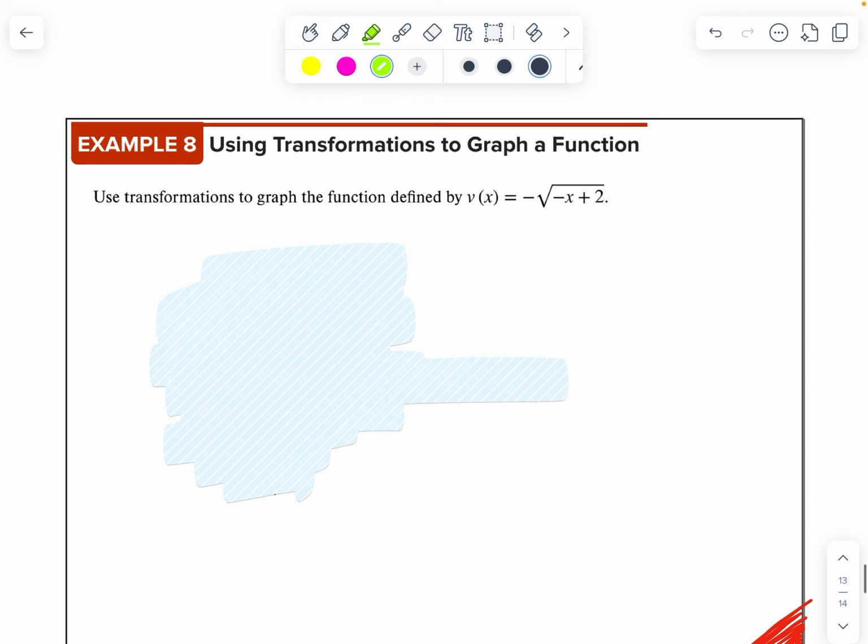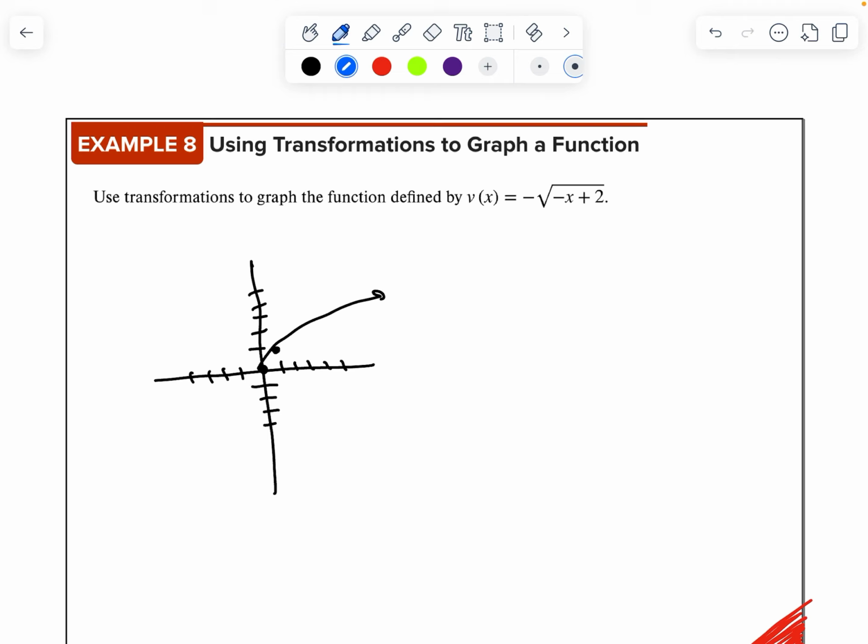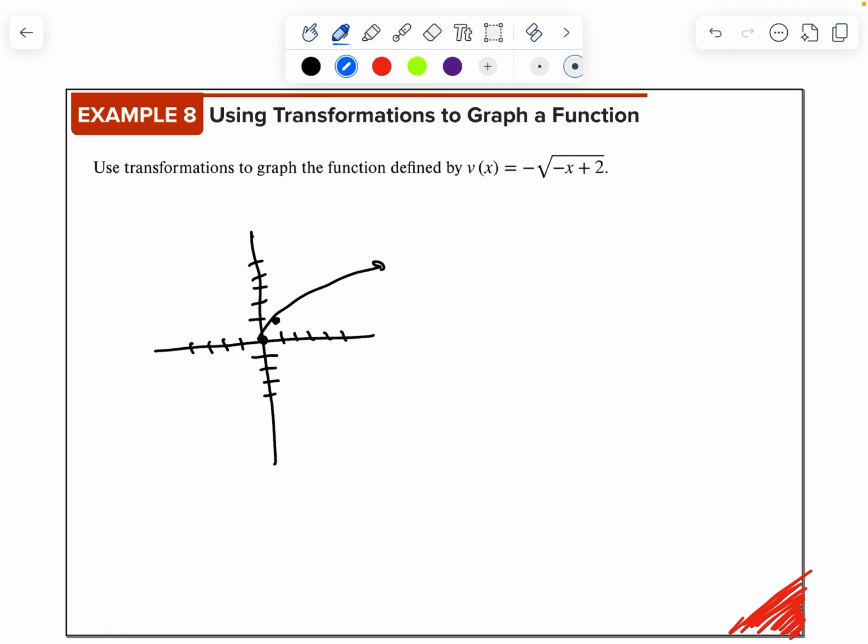All right, last one of this type. What's our main idea here is what we want to know. The main idea is that we have a square root. So we're going to start with a graph of y equals square root of x. I like to start with the shift first. And so my first point is going to be shifted to the left by 2. Left 1, 2. And then we're reflecting both over the x and over the y.